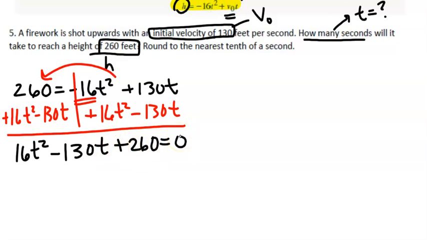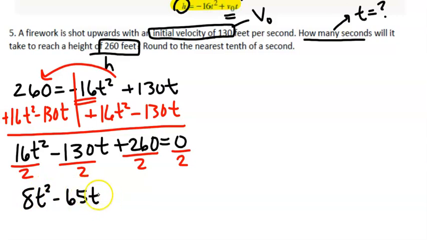And so now that I'm equal to 0, I can try factoring or another method. One thing I noticed here is that these are all even numbers, and the smaller I can make them, the easier my future math in the problem is going to be. So I'm going to take a second here and just divide 2 out of everything, even the right side. And that's going to give me 8t squared minus 65t plus 130 equals 0.